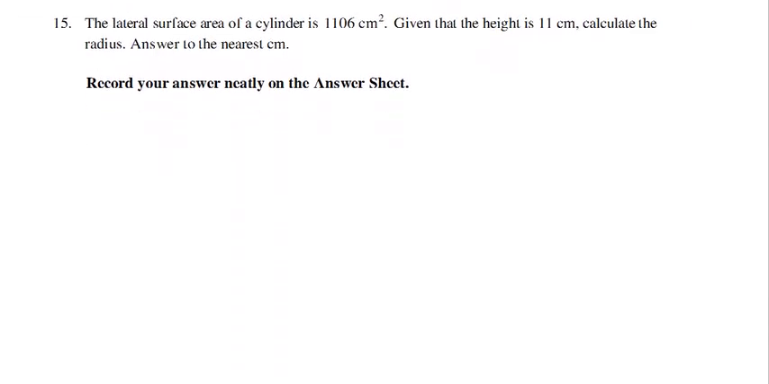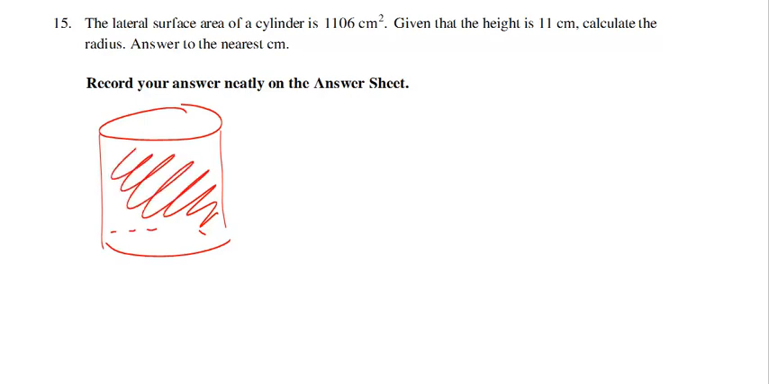Number 15. This is an example of one of those written questions. When we have our answer right here, we want to be quite precise. Don't round until the last step. I know that they're only asking for the nearest centimeter, but you have to be careful. The lateral surface area of a cylinder is 1,106. Make sure you remember what lateral surface area means. That means they only care about the part that I'm making red right there.